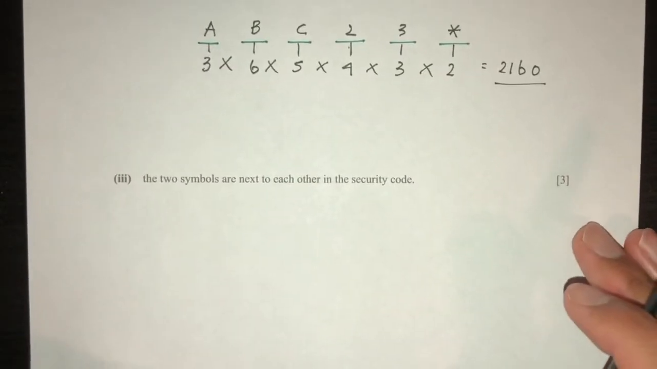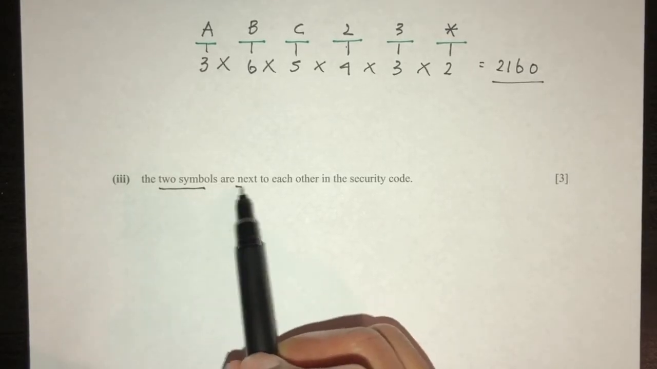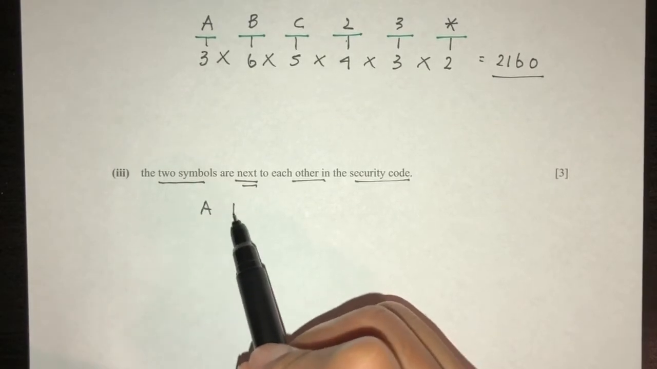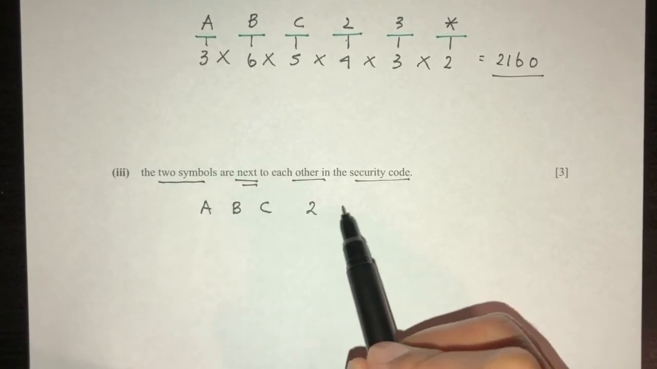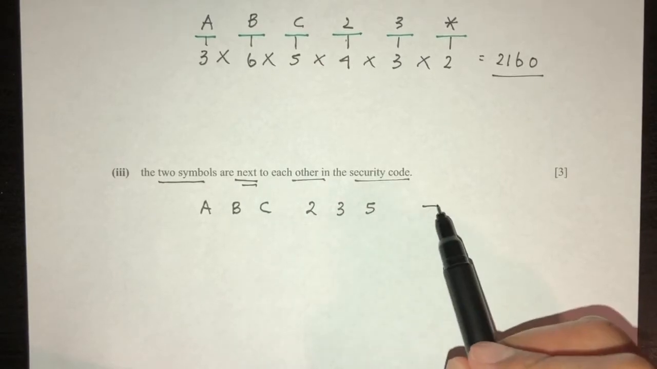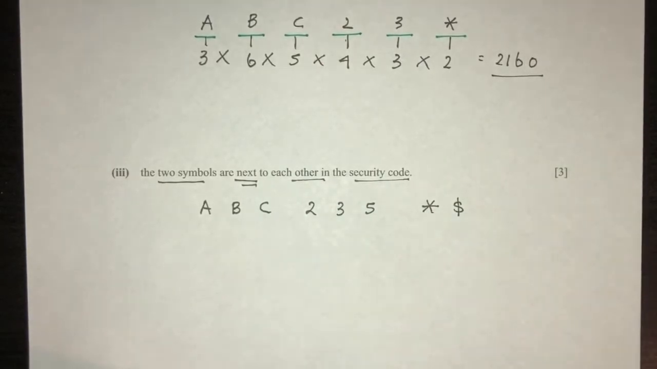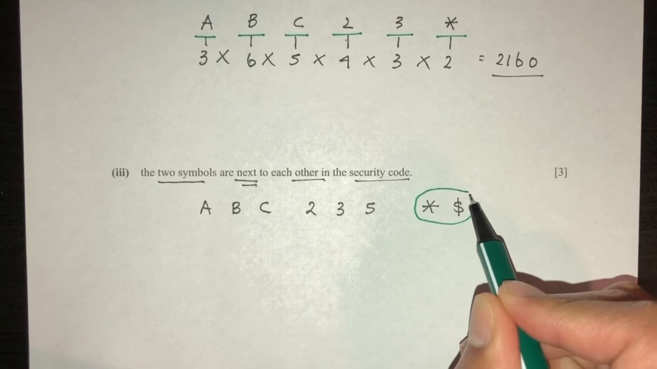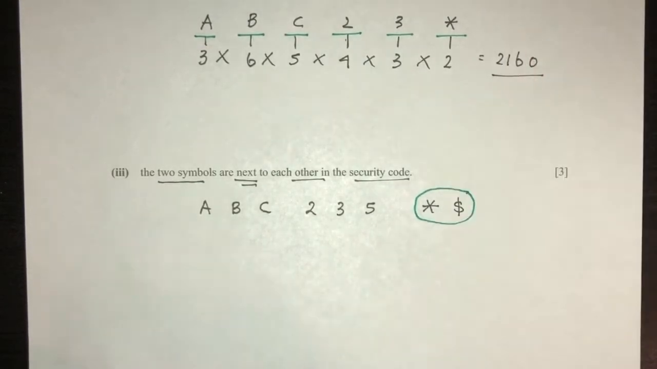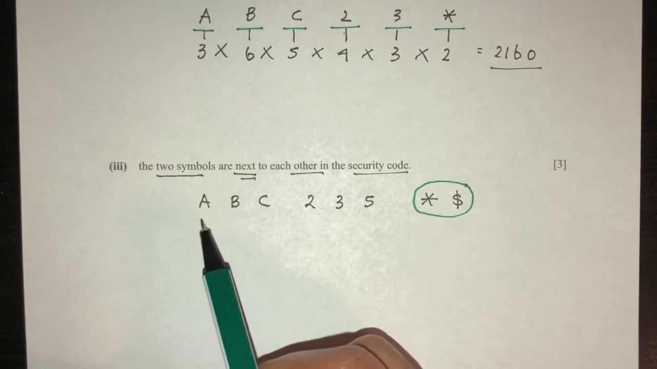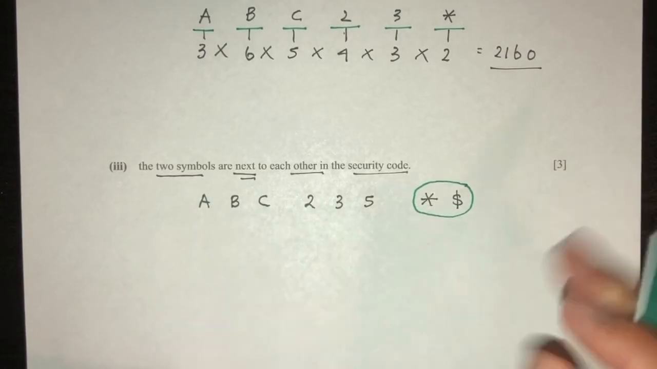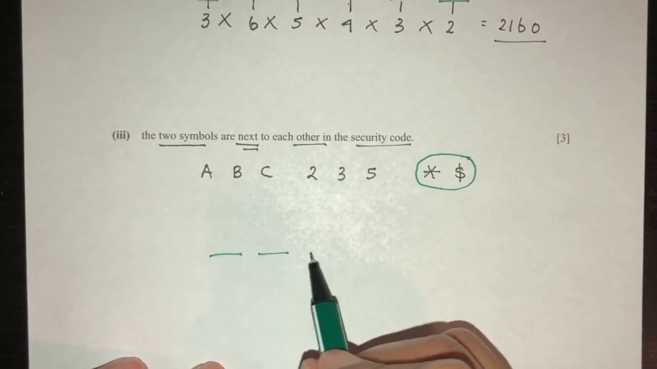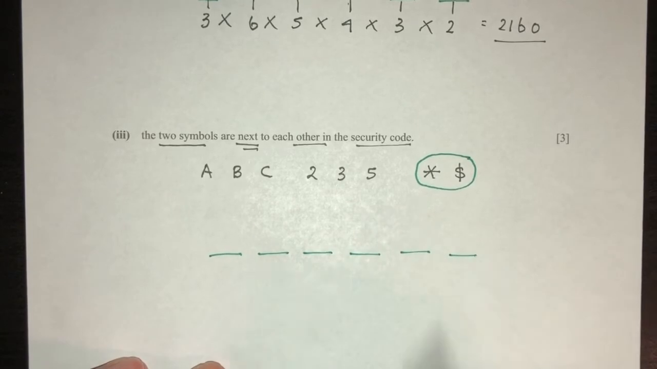Now let's move on to part 3. Now the 2 symbols are next to each other in the code. So let's write this down again. We have A, B, C, 2, 3, 5, and we have these 2 symbols. Now, if they are together, let's assume that they are in one box. So when we choose them, we have to choose them together, right? Let's assume that. So now we have 1, 2, 3, 4, 5, 6, 7. So from 7 types of characters, we have to choose 1, 2, 3, 4, 5, 6.